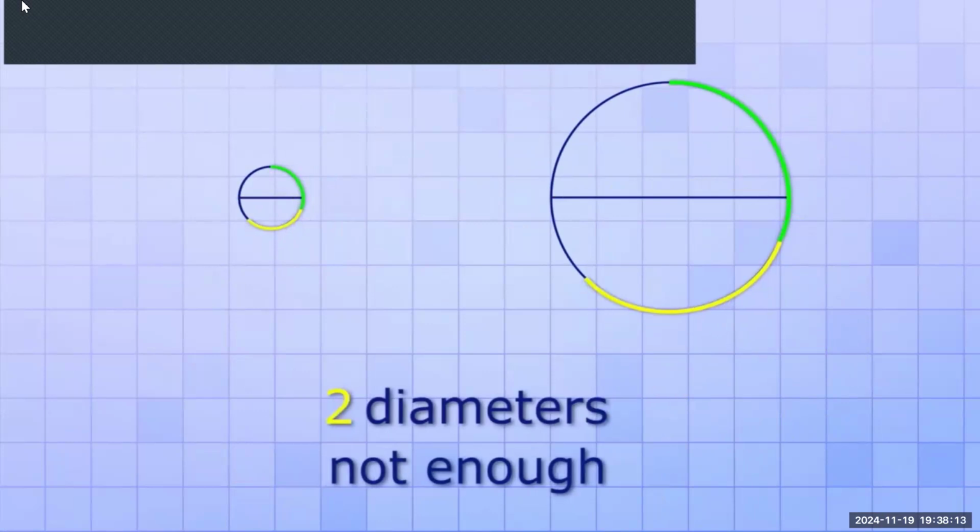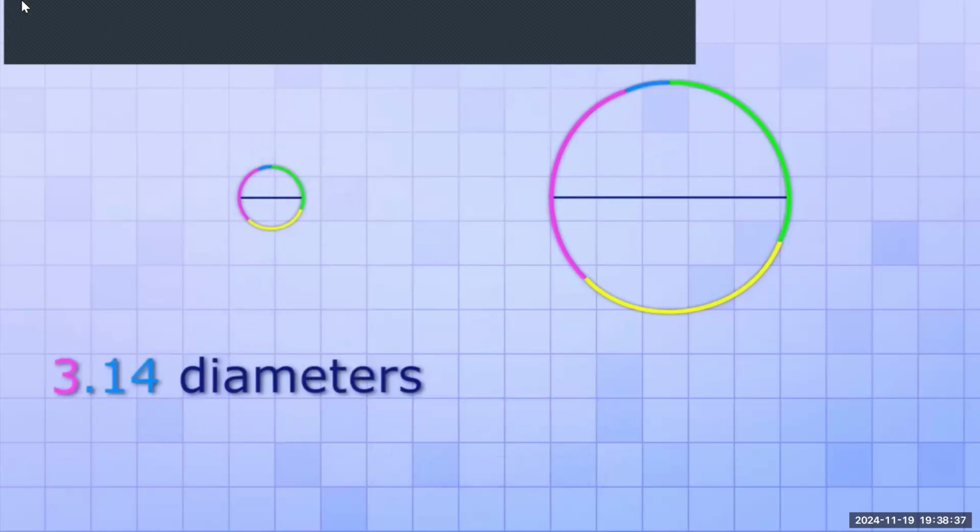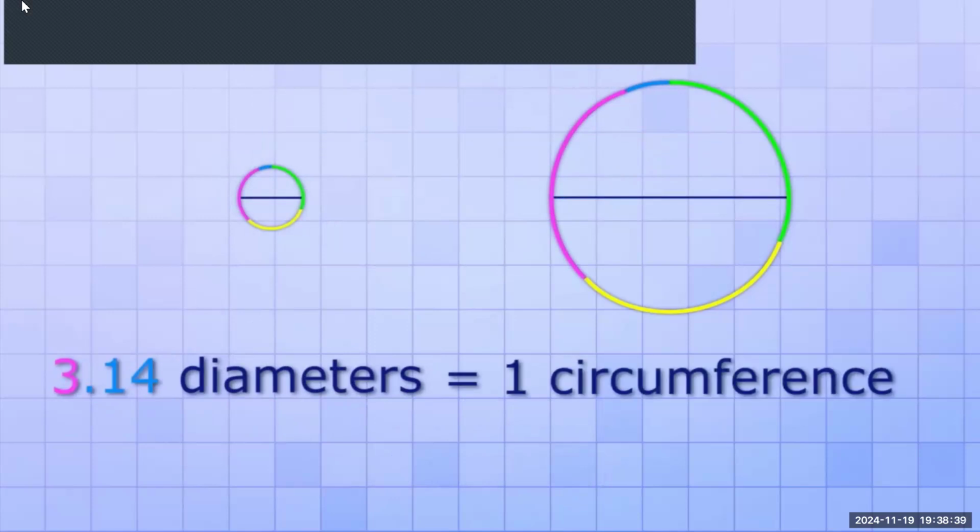Two diameters still isn't enough to go all the way around. It looks like we're going to need to get a third diameter and keep going. Oh, so close! 3 diameters is almost enough, but it looks like we're going to need just a little bit more to form a full circumference. That little bit more turns out to be about 0.14 diameters. That means that it takes 3.14 diameters to equal 1 circumference for any circle, big or small.